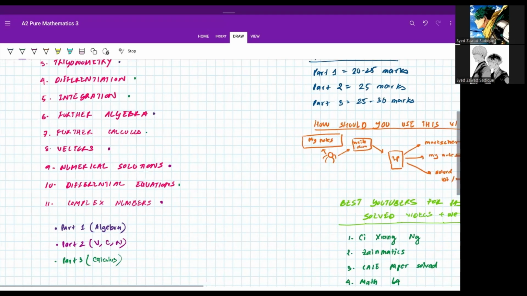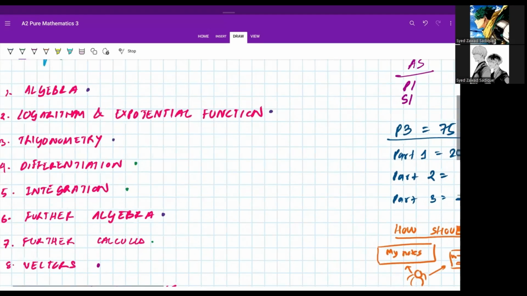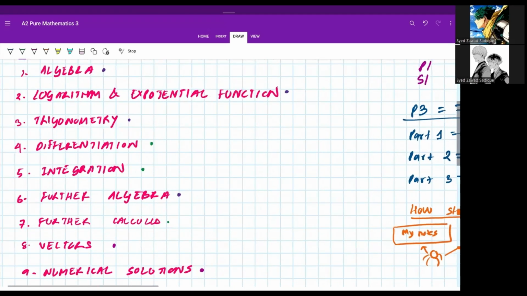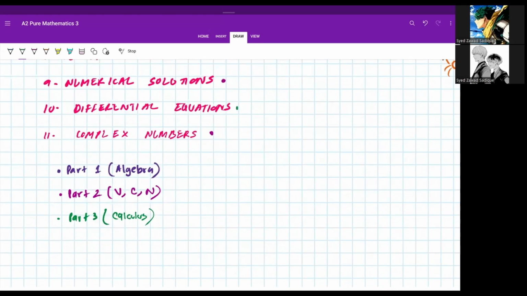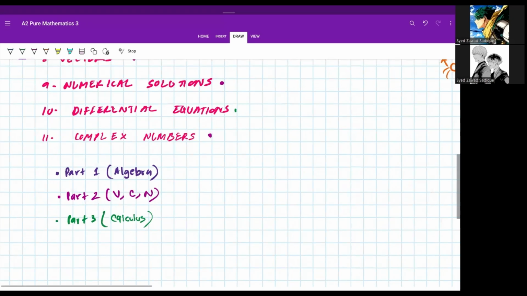I have labeled some topics with different colors and divided them into parts. So purple is part one, which is algebra. The magenta is part two, which is vectors, complex numbers, and numerical solution. And finally, green is part three, which is calculus.